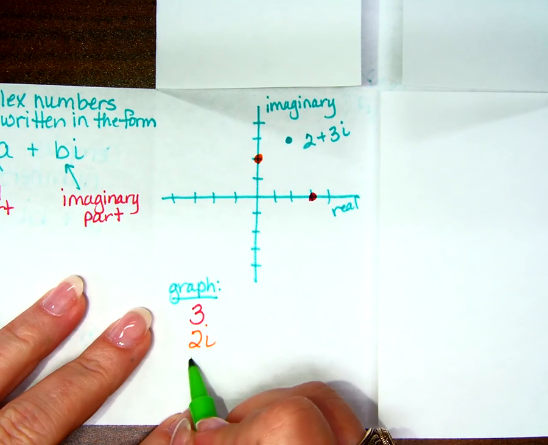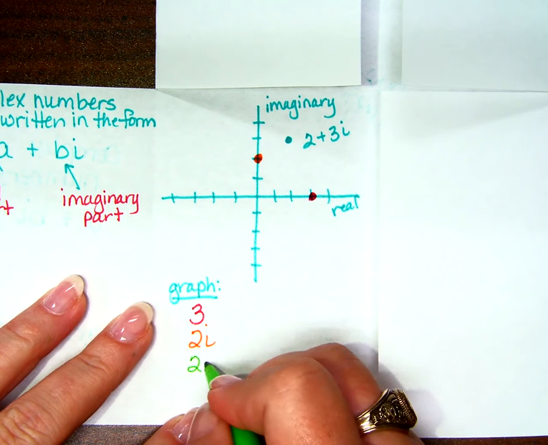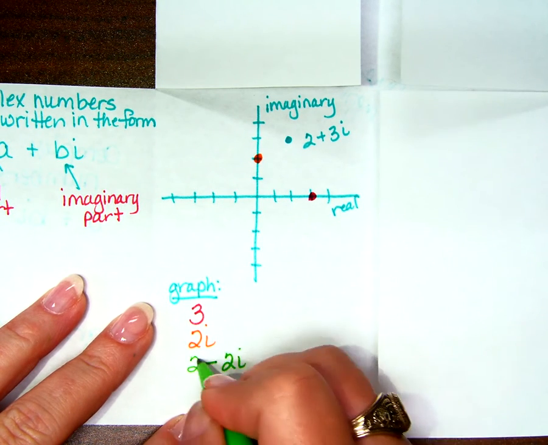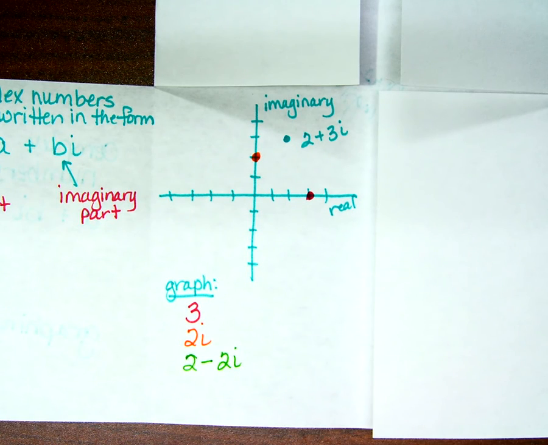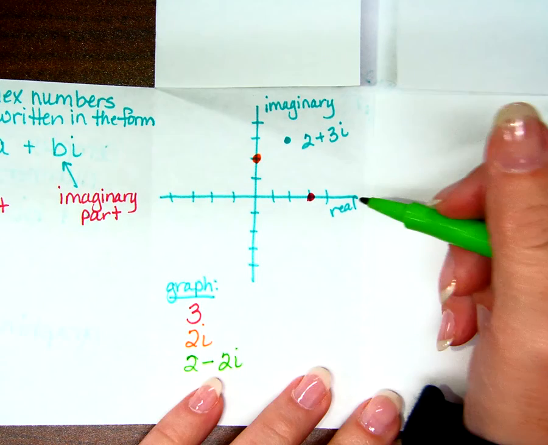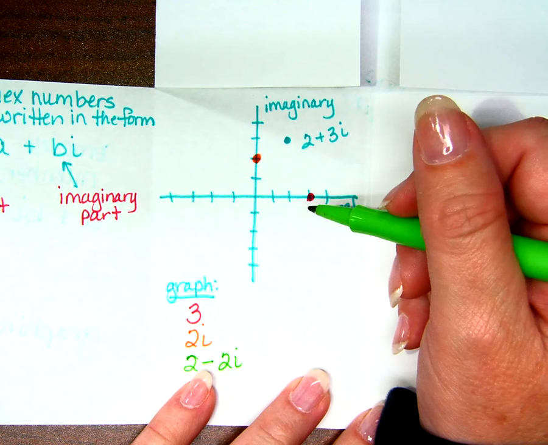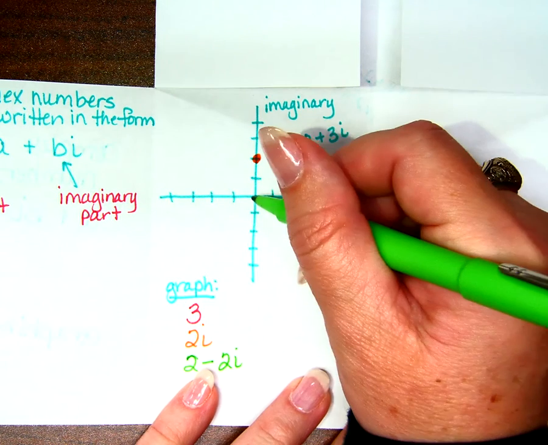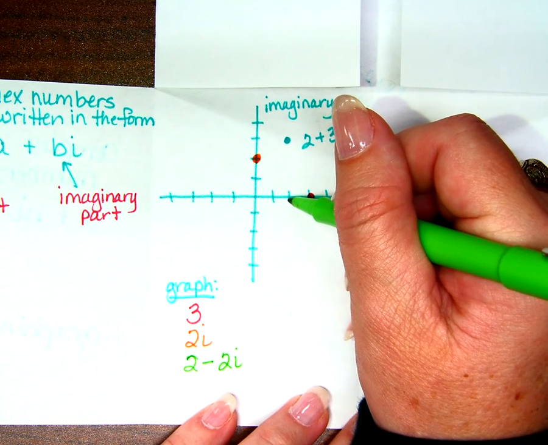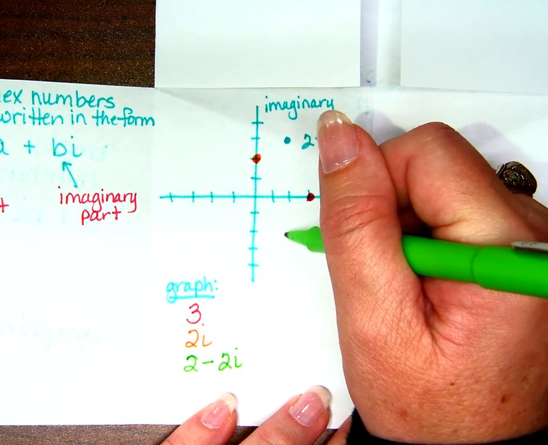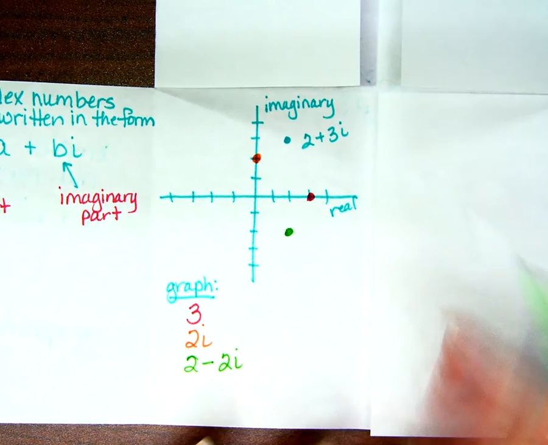So what about 2 minus 2i? Where am I going? Give me directional words. Over which direction? To the right 2? Down 2. Why is it down 2? Because it's negative, absolutely.